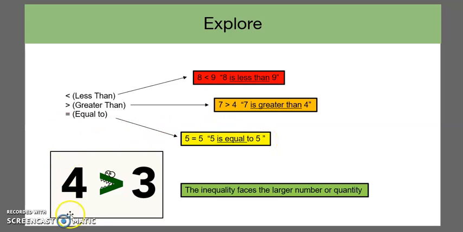Remember when working with inequalities or these symbols, you want to make sure that the symbol is facing the larger quantity. So in this example, notice how this symbol is facing the 4, and we would read this as 4 is greater than 3. Again, the inequality faces the larger number or quantity.